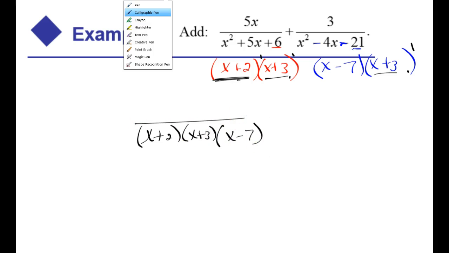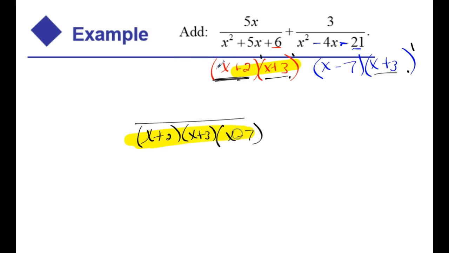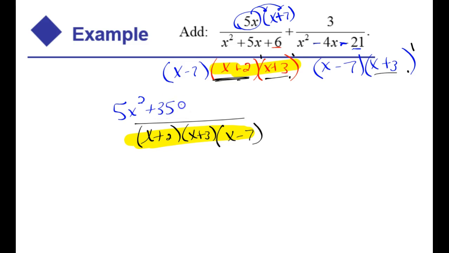So now the goal is to make this yellow look like this yellow. So I've got to get common denominators, and I can see that this first yellow is missing a factor, and it's missing that x minus 7 factor. But if you multiply the bottom by x minus 7, you better multiply the top by x minus 7. And when doing so, I'm going to take this 5x, distribute that, and bring down a 5x squared plus 35x.